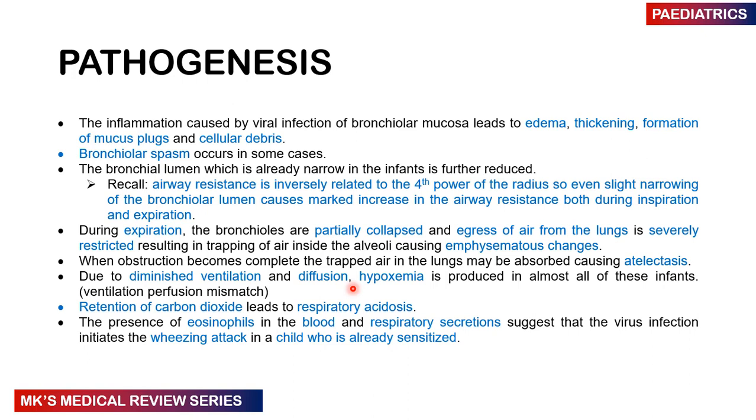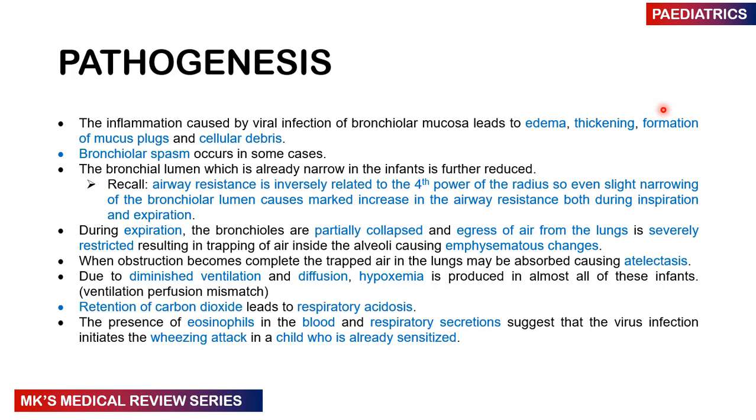So remember that what is going to be happening is that initially this child is going to be having these flu-like symptoms. They may even have a coryzal illness that may be a prodrome to the condition. And then this is going to lead to inflammation caused by this viral infection in the bronchiolar mucosa. This is going to lead to edema. It's going to lead to thickening. It's going to lead to formation of a mucus plug and cellular debris. Remember that all these are accumulating inside the lumen of the airways.